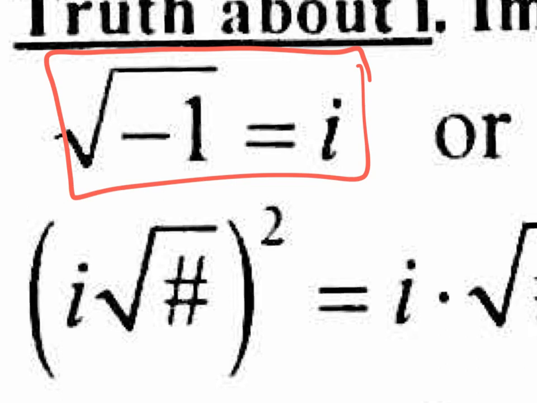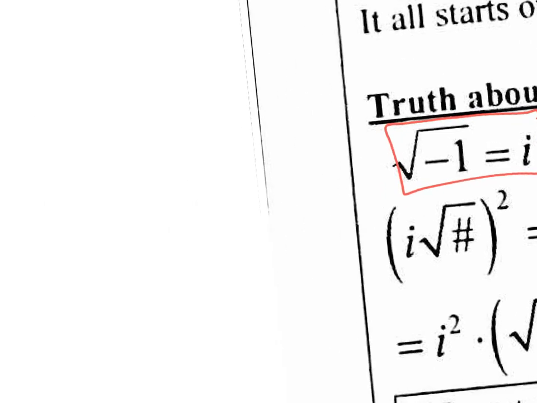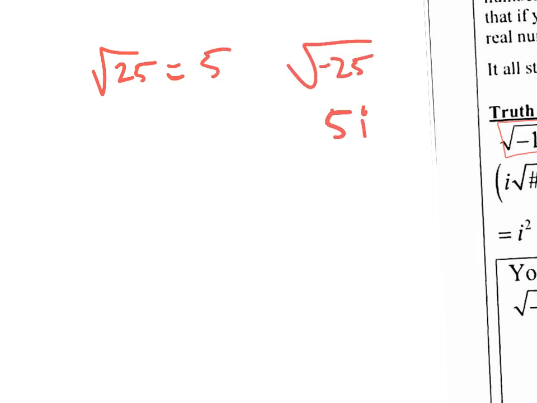So anytime you have the square root of any negative number, there's going to be an i involved in your answer. So it's going to be pretty simple. Well, this part's pretty simple. So like before, when I would say, what's the square root of 25? What would you say? 5. And now, if I say, what's the square root of negative 25? You're going to simply say 5i. Ta-da, right?